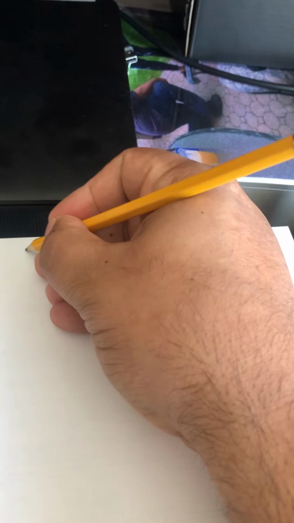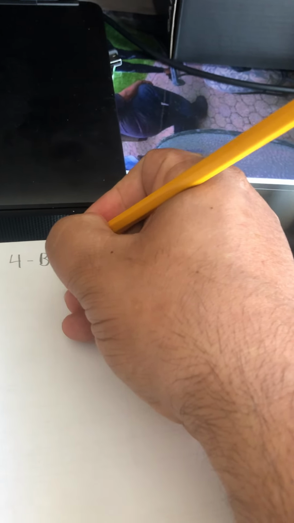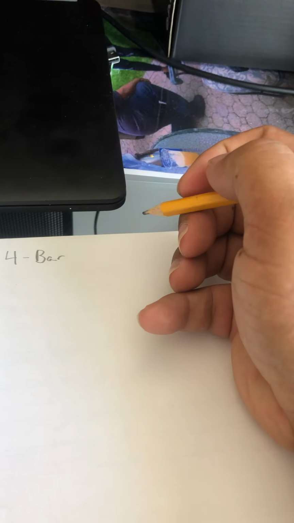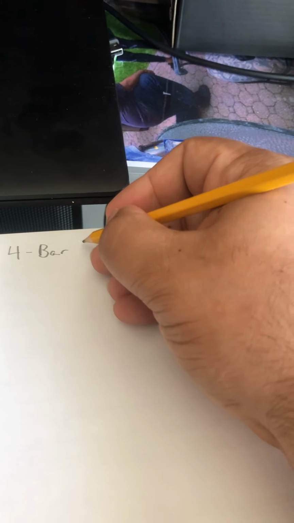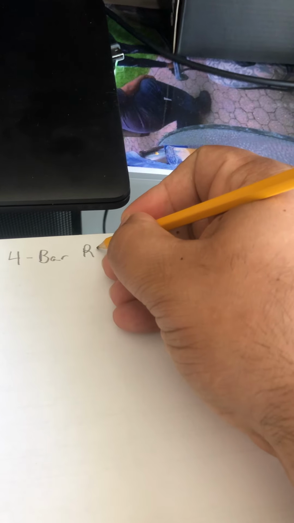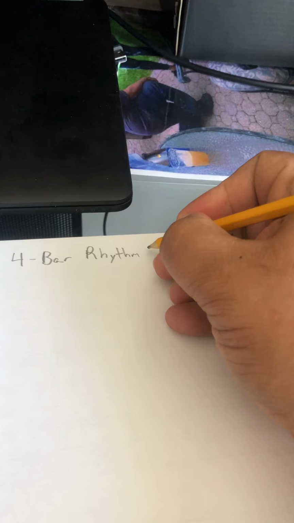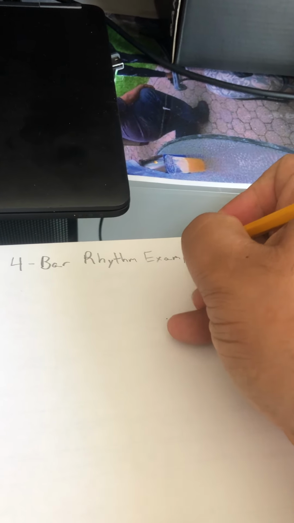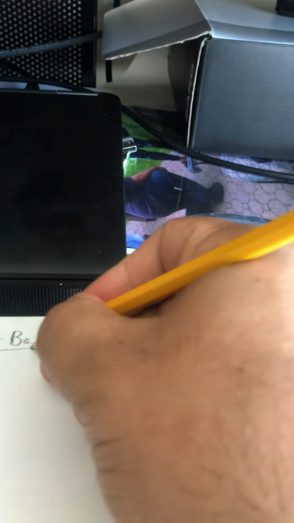So I'm just going to write my title really quickly. Four bar, and bar is just another name for measure. So whenever you hear the word bar or measure, it basically means it is the same thing. Four bar rhythm examples. Put a little line under it.